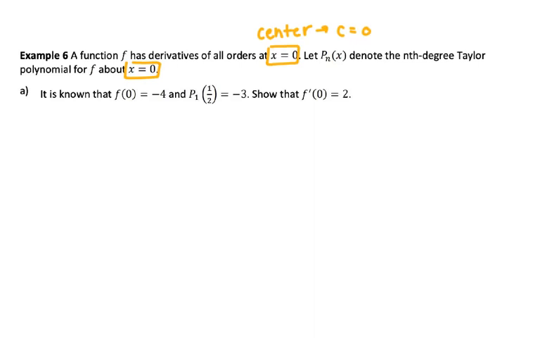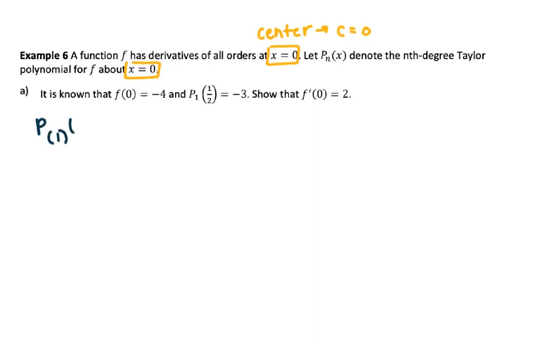So it is known that f of 0 equals -4, and that when we use the first degree Taylor polynomial to evaluate 1/2, it gives us -3. So using these two pieces of information, we're going to show that this has to be true. So in order for you to start this problem, you have to remember the general form of Taylor polynomials. So first, let's see if we can remember that.